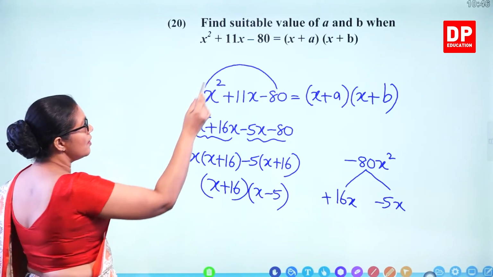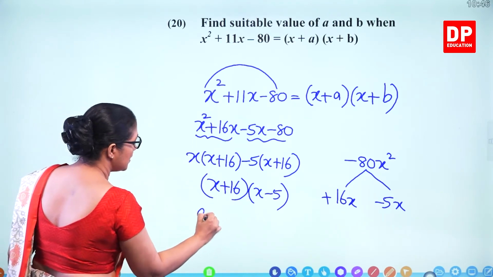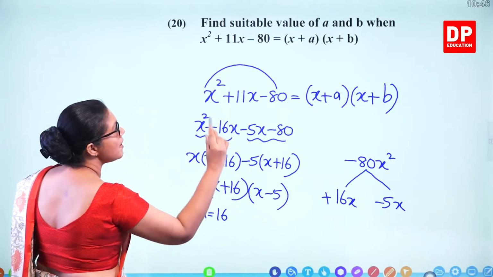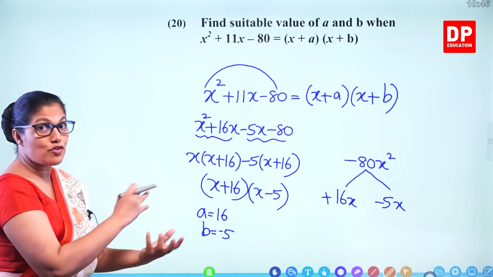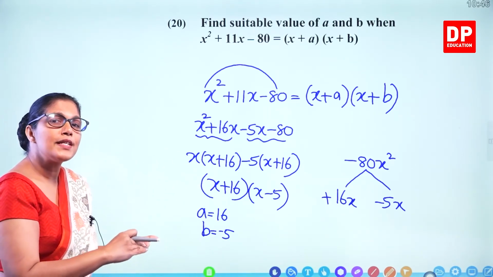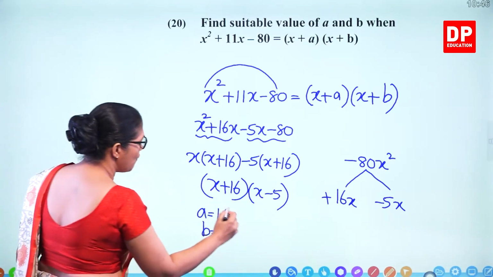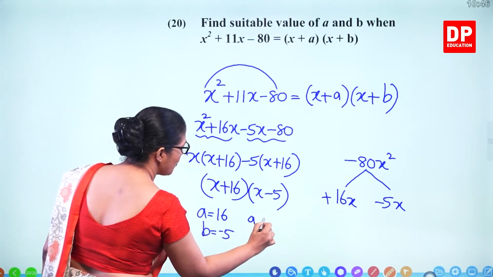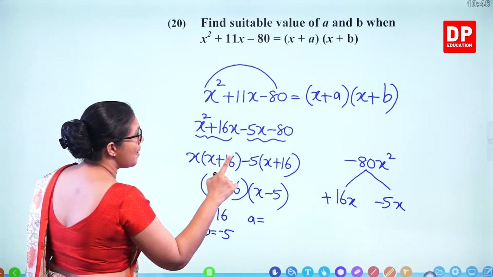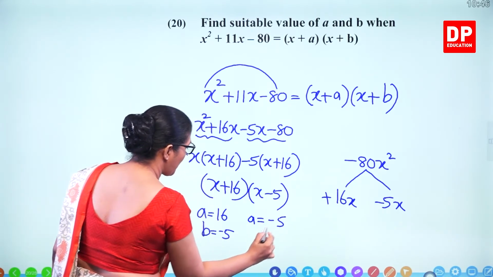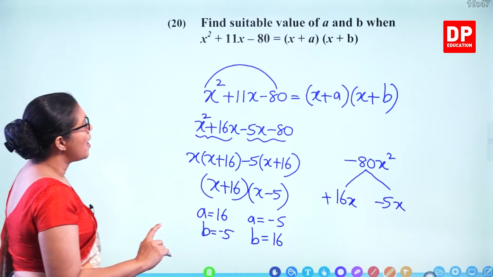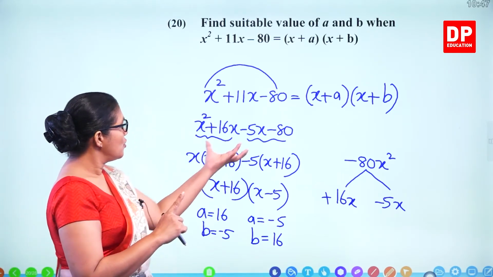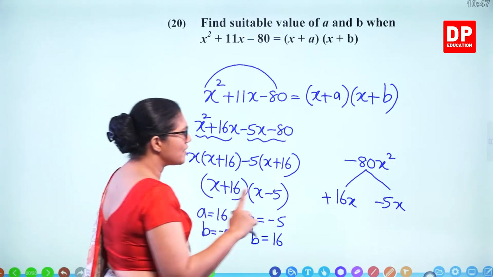So if A equals 16, B is the other one. B equals minus 5. If this is the other way around, you can switch, multiplication 2 times 3 is same as 3 times 2. So if A is minus 5, B is 16. So, 2 marks. If you are not doing the long method, what's the shortest method?